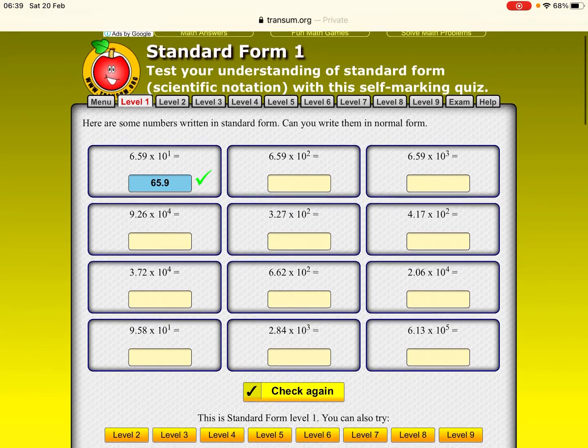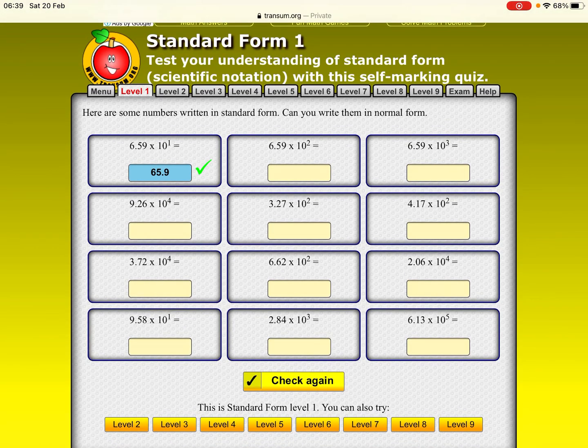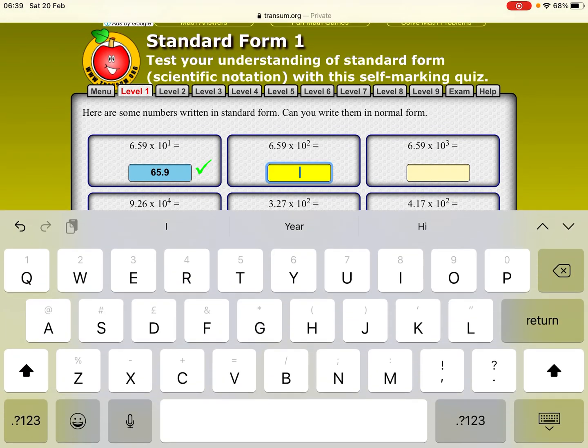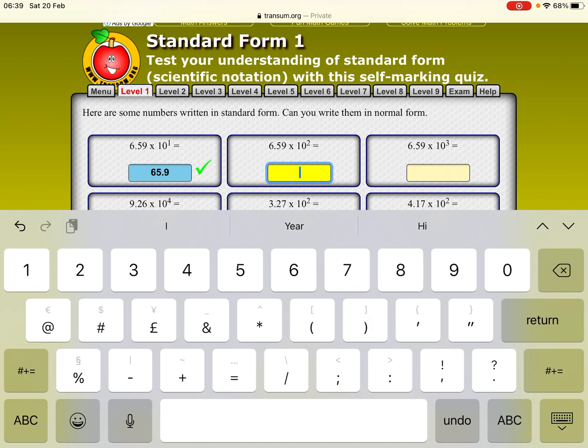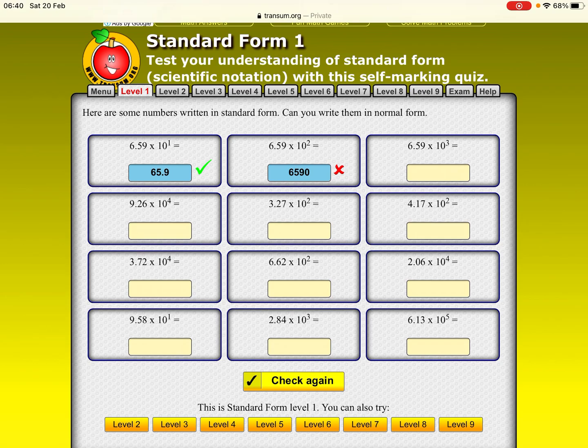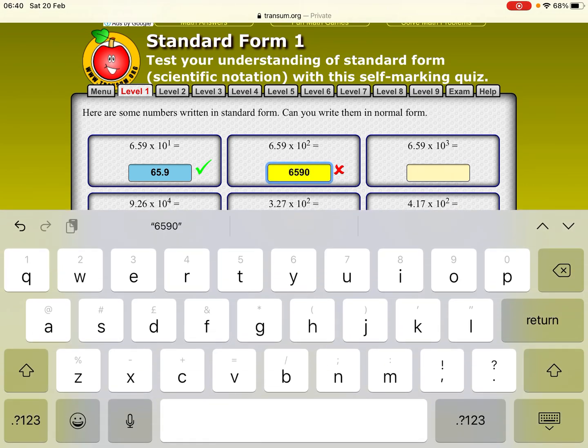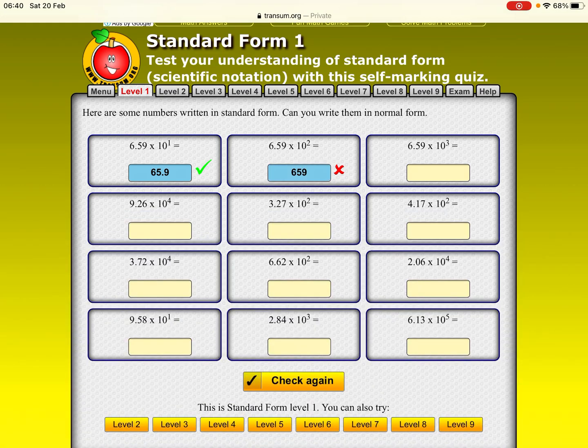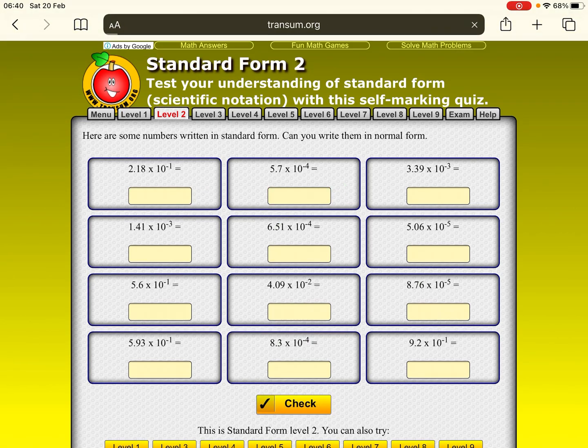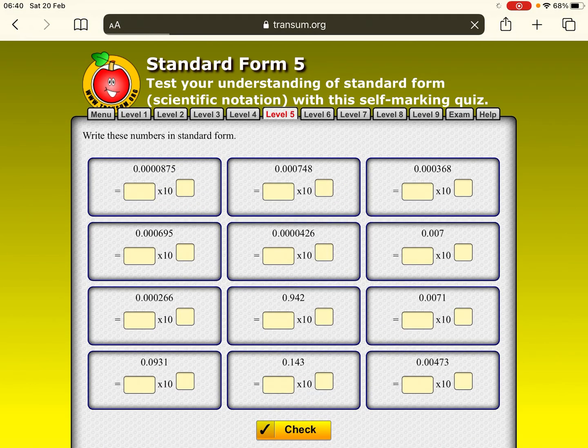And you'll find out whether you've got them right or wrong. If you've got them wrong, say for example here, I get this one wrong, 6590. Let's go check again. Okay, so I got that one wrong. So I think I can change it to 659 and check again, and I got it right, okay? So I want you to go through as many levels as you possibly can, and check your answers.